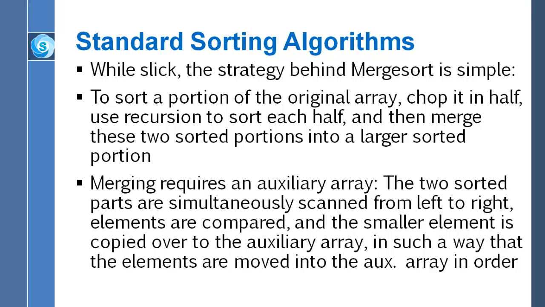The idea is going to be to end up with the original array copied into the auxiliary array, but in such a manner that the auxiliary array is sorted. And once we have the entire thing sorted in the auxiliary array, then we can do just a straight copy back to the original array. Okay?